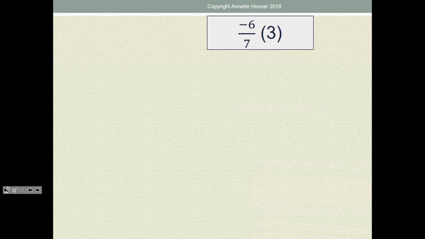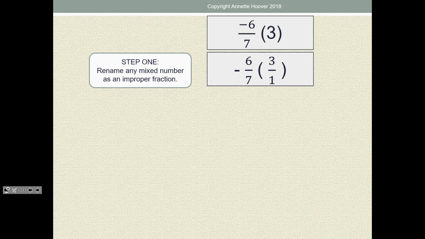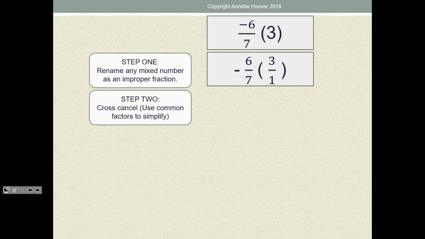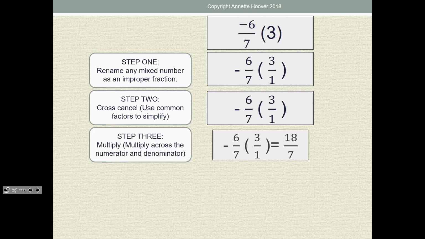When we're multiplying a fraction times a whole number, the whole number you can write as a fraction by just putting it over the number 1. So negative 6 sevenths is the same thing as negative 6 sevenths times 3 divided by 1, or over 1. We look to see if we can cross cancel any to make our lives easier. 6 and 1, 3 and 7, neither pair can be cross canceled.